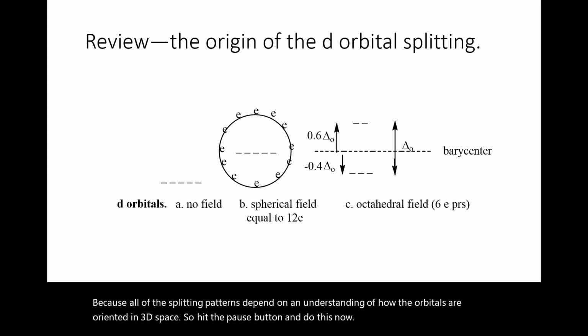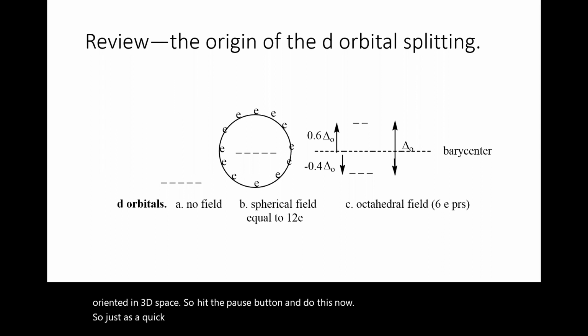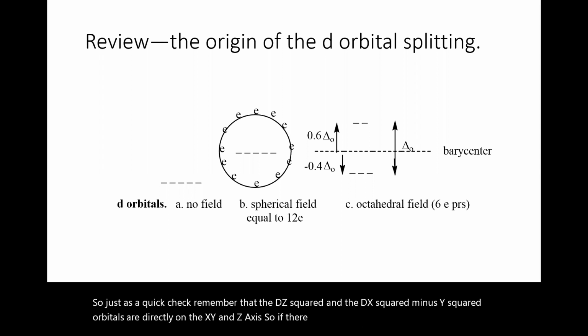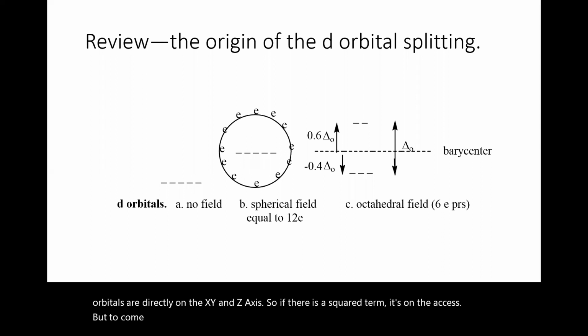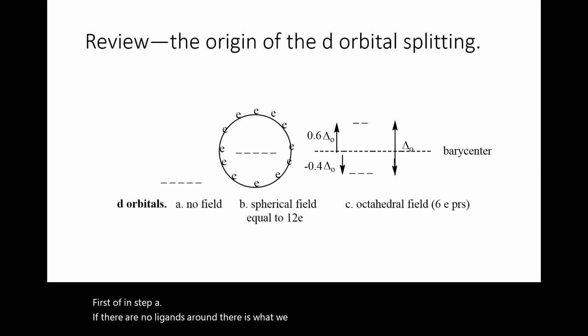So just as a quick check, remember that the dz squared and the dx squared minus y squared orbitals are directly on the x, y, and z axis. So if there's a squared term, it's on the axis. Okay. But to come up with the d orbital splitting pattern for an octahedral geometry, we can use the following system. So first of all, in step A, if there are no ligands around, there is what we call the no field case. And in that case, the 5 d orbitals all have the same energy.